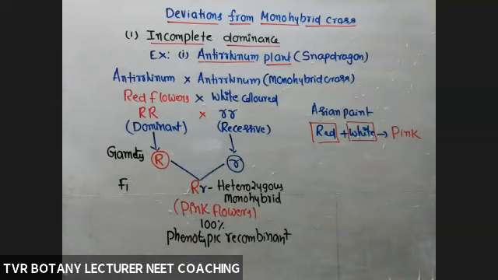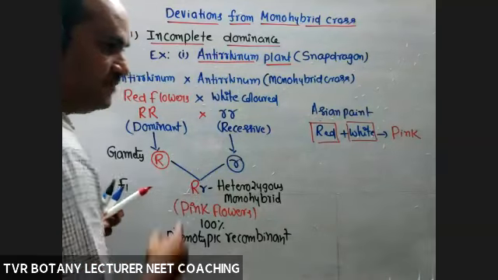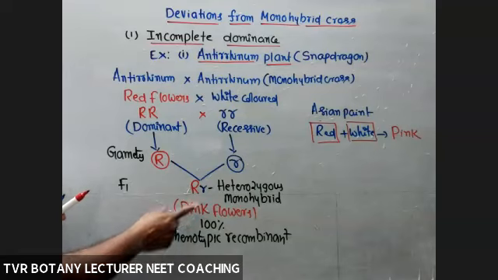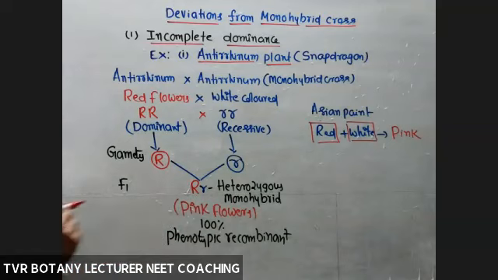Incompletely or not? Come back. Here, according to Mendel, what about the type of phenotype here? It must be red, but instead of red, pink appeared. Deviation or not? 100% deviation from the F1 phenotype or not? It should be red, but here pink flower. So F1 is phenotypically how much percentage deviated from Mendel's monohybrid cross F1? 100% deviation.